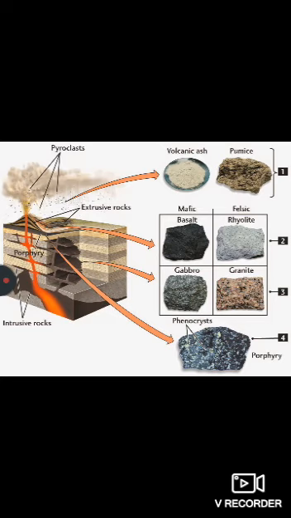So the very deep-seated rocks are called plutonic rocks, and those at shallow depths, not very deep, are called hypabyssal rocks. Granite, diorite and gabbro are the examples of plutonic rocks, that is deep seated rocks, and dolerite is an example of hypabyssal rocks. These are the two types of intrusive igneous rocks.